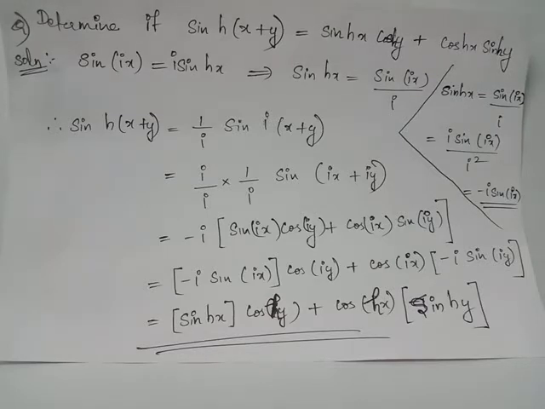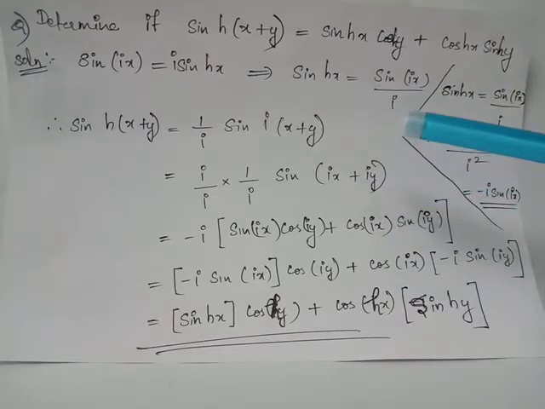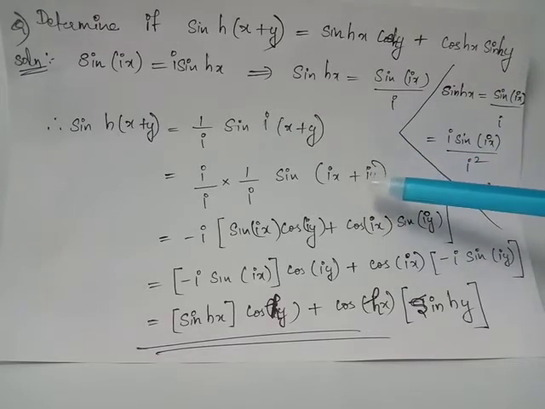We can multiply i to inside the parenthesis, and thus we obtain ix plus iy. Also, we multiply this expression by i on numerator and denominator. Thus we obtain i divided by i square into sin(ix plus iy). We can replace i square by negative 1, and negative 1 is taken to numerator. Thus we obtain negative i into sin(ix plus iy).